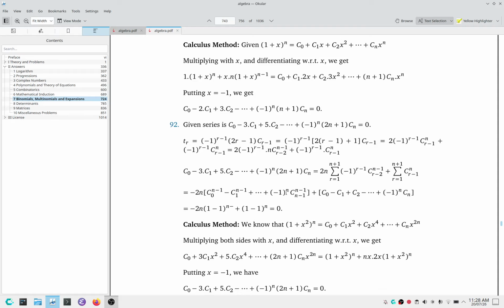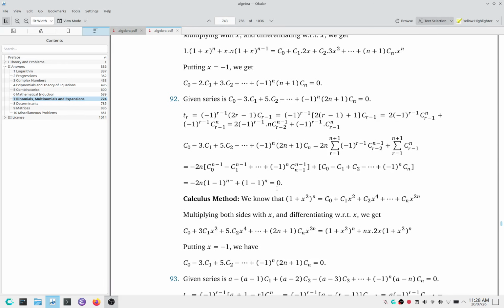Now we add these two, we get minus 2n times n minus 1 C0 minus n minus 1 C1 up to minus 1 to the power n minus 1 C n minus 1, plus this particular series becomes C0 minus C1 plus C2 up to minus 1 to the power n Cn, which is equal to 2n times 1 minus 1 to the power n minus 1, plus 1 minus 1 to the power n, which is equal to 0.